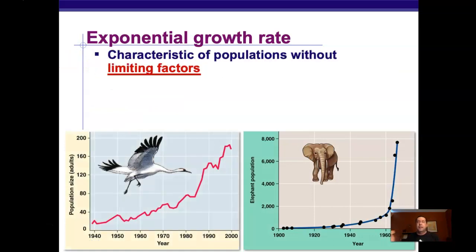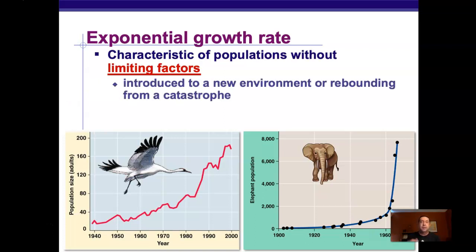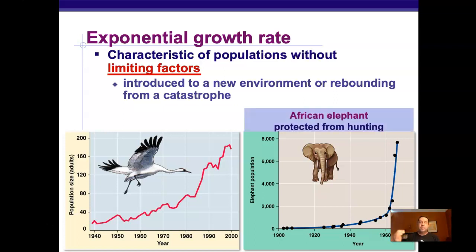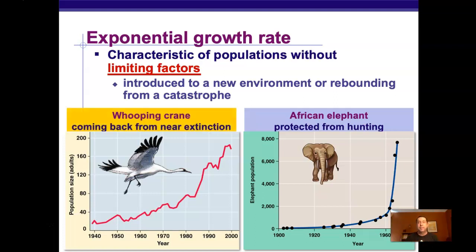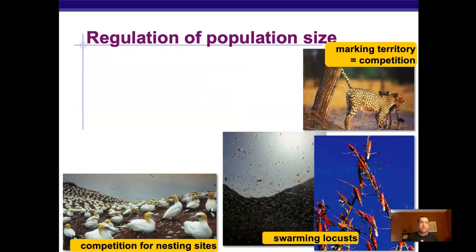So exponential growth occurs when populations don't have any limiting factors. There's enough of everything to go around. So for any length of time, that's not going to be the case. But whenever you have an introduced species in a new environment, oftentimes you see this, or rebounding from some type of catastrophe, like when they started protecting elephants from poachers and hunters, the population grew pretty quickly. Same thing with whooping cranes as they came back from extinction.